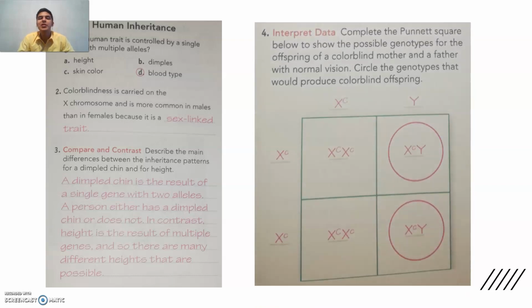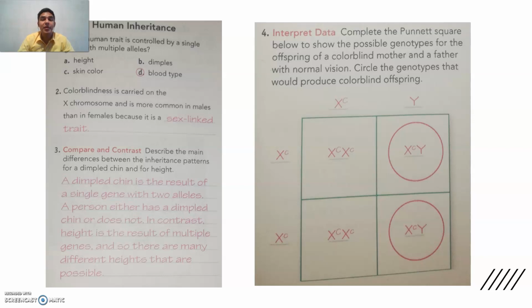Now let's go with question number 4. Interpret data. Complete the Punnett square below to show the possible genotypes for the offspring of a colorblind mother and a father with normal vision. Circle the genotype that will produce colorblind offspring. Remember that since colorblindness is a sex-linked trait, we need to analyze the chromosomes that are specifically related to the sex of both the people that we're analyzing.